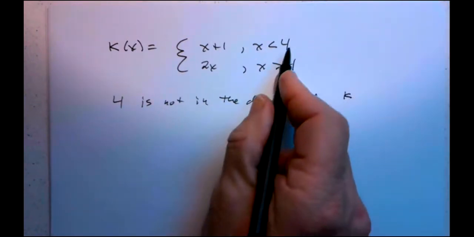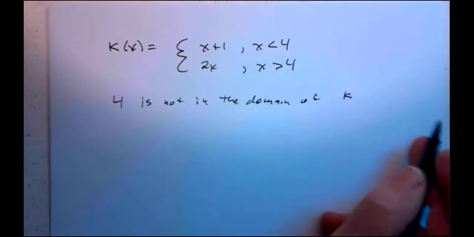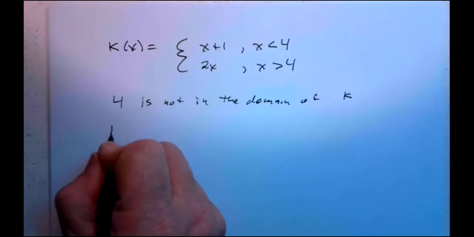Four is not in the domain. It's defined less than 4. It's defined greater than 4. It is never defined at 4. So k is not continuous at 4.